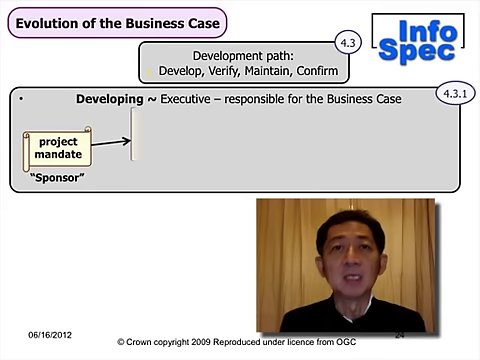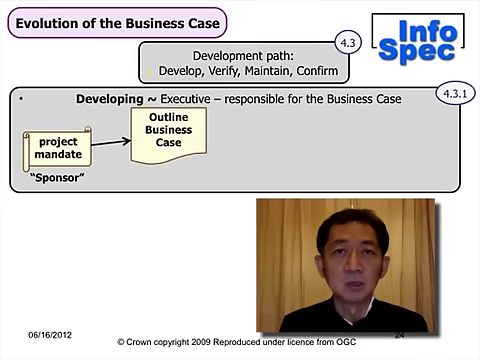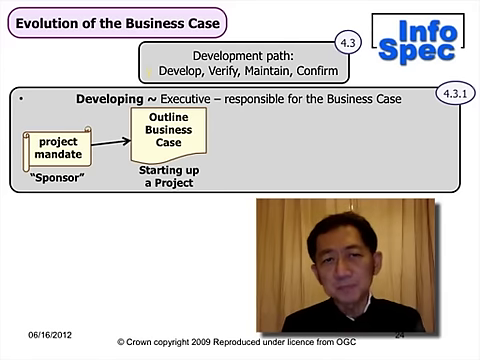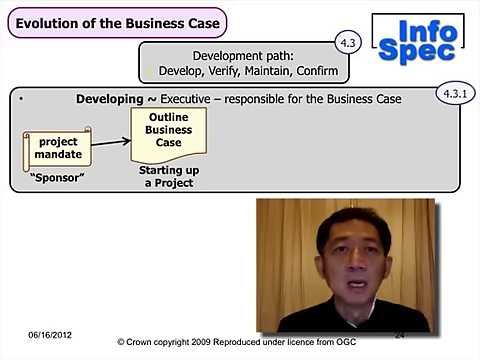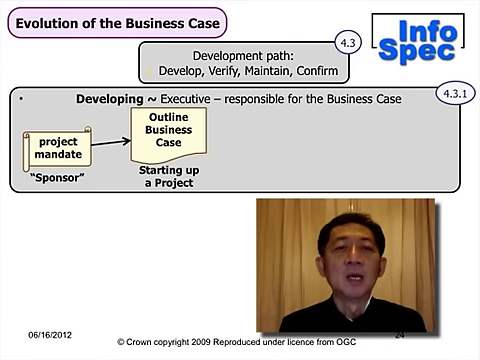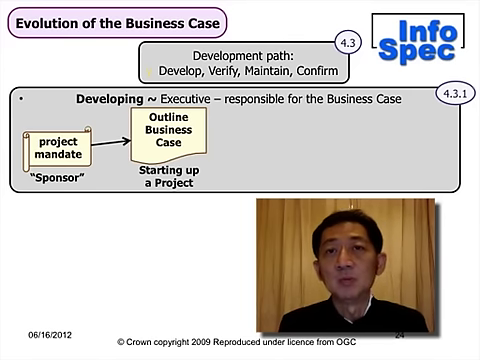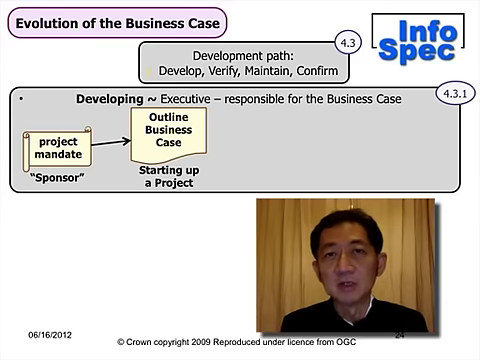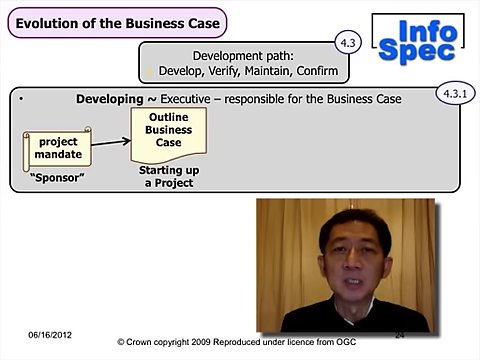The project mandate is the first document, either in black and white, or maybe even verbal in some situations, received by the appointed executive, who then forms the project management team together with the project manager that he or she appoints. The outline business case is the term we use for the relatively generalized business case that is produced in starting up a project.